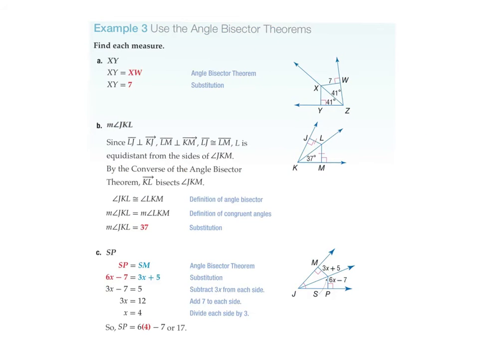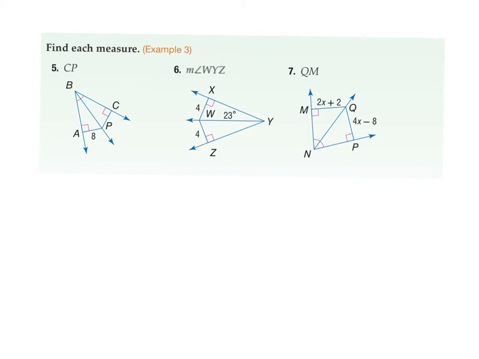Okay, so here's example three. What do you know? Well, obviously you've got these 241 degrees, which means you've got angle bisectors, and the distance from X to W is 7, so your distance from X to Y must also be 7. Yes, you can put it into a proof, but most of the time your algebra will cover what you need to do. Okay, so let's have a look at question number five.